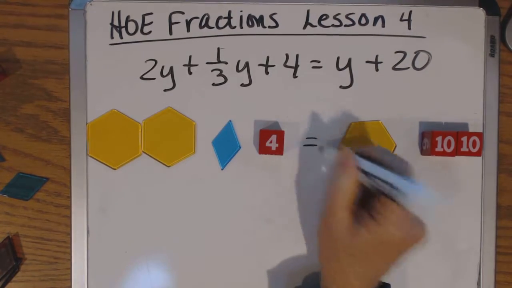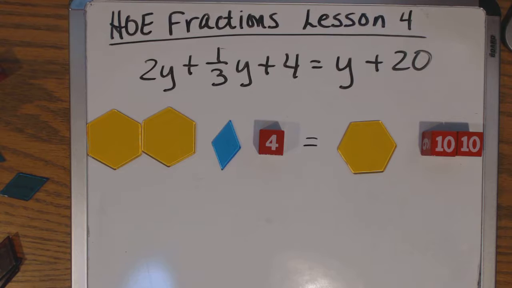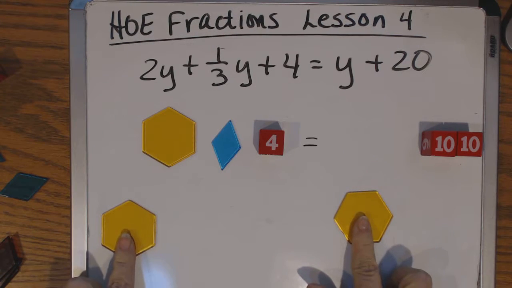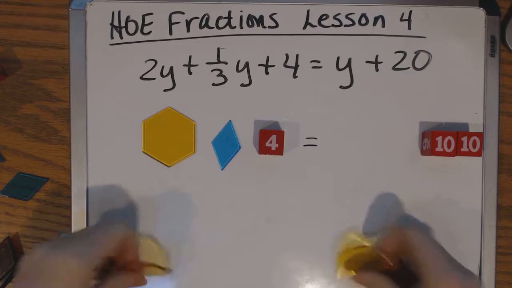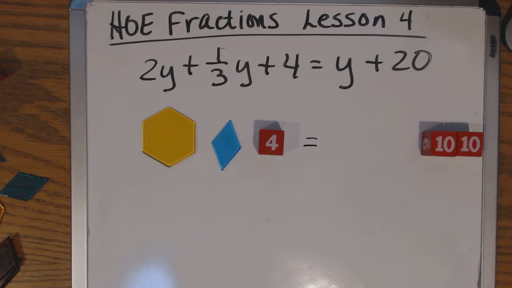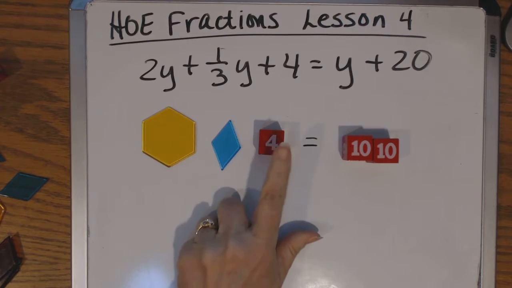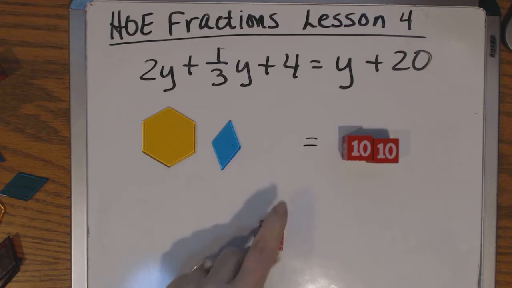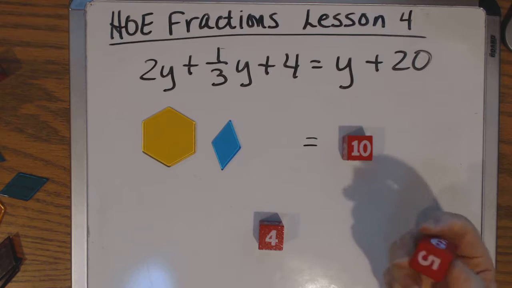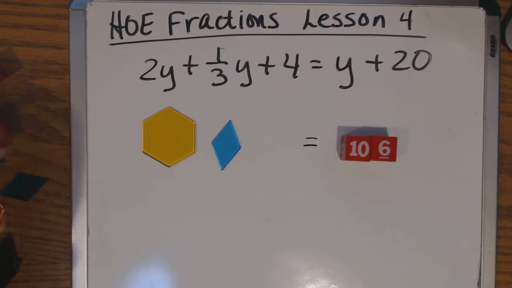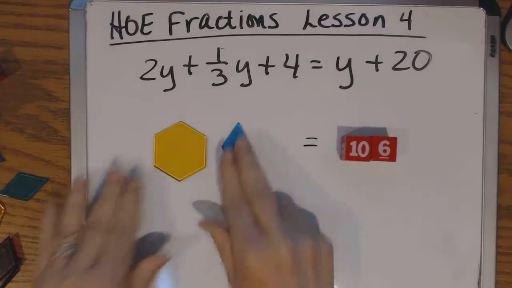Hopefully you see right away that I have a couple of legal moves based on Hands-On Equations. The easiest to see is that if I have a whole y on both sides, I can take a whole y away from both sides. So that makes my problem a lot easier right off the bat. Then I want to take the 4 away from one of my 10s, which will leave me a 6. So 4 away from 20 will leave me 16. So I've kind of simplified this down.